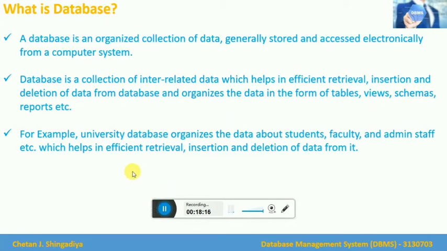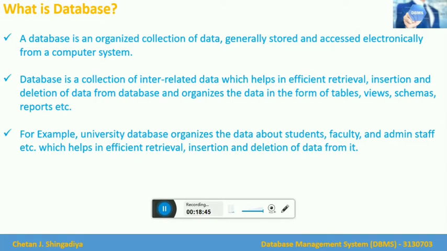Now let us understand what a database is. A database is an organized collection of data, generally stored and accessed electronically from a computer system.